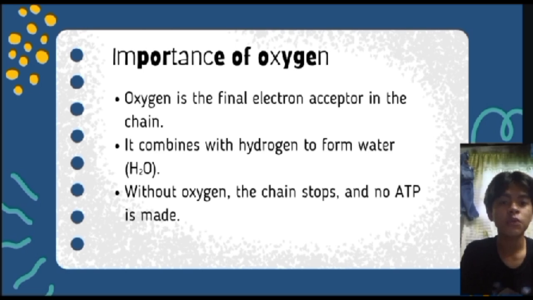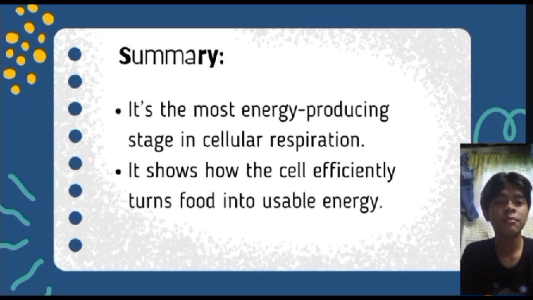Without oxygen, the whole chain stops and no ATP can be made. So, kung wala daw oxygen, titigil yung buong process ng electron transport system and walang ATP or energy na magagawa. Kaya mahalaga yung oxygen, essential talaga siya sa pag-produce ng energy ng ating katawan. So next, to summarize, the electron transport system is the most energy-producing stage of cellular respiration. It shows how our cells efficiently turn food into usable energy through ATP.